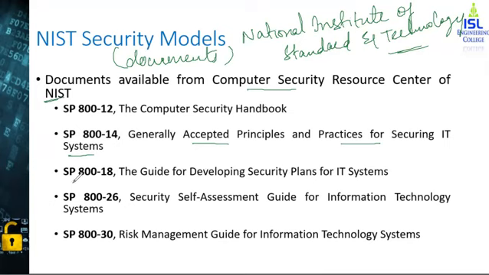The third one, 800-18, is the guide for developing security plans, how you're going to make security plans for these IT systems. Then the next one is SP 800-26. This is a self-assessment guide for information technology systems. That is, when you implement specific controls, how you're going to assess those controls. Then the next one is SP 800-30. This is a risk management guide for information technology systems. How you're going to manage all the risk that will be identified within this specific document.